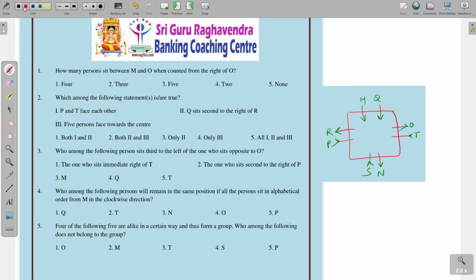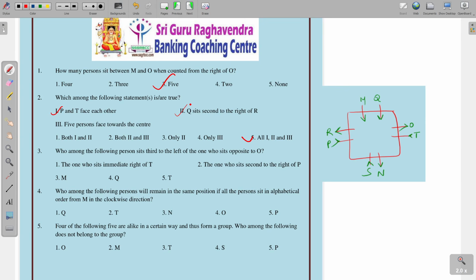See the first one. How many persons sit between M and O when counted from right of O? So O here, 1, 2, 3, 4, 5. Total 5 persons are there. Which among the following statements is true? P and T face each other. First one is correct. Q sits second to the right of R. So Q here, R here, and Q is the second to the right of R, correct. 5 persons face towards the center. So 1, 2, and next 3, 4 and 5.